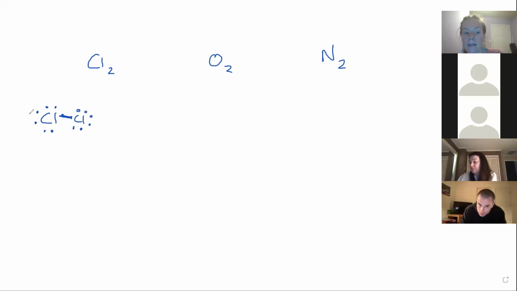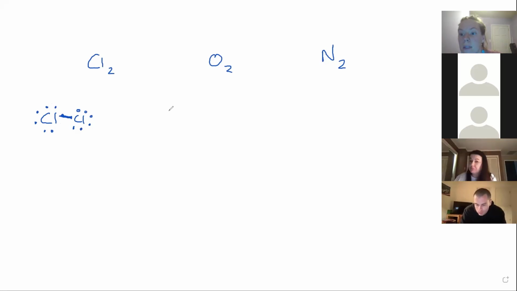And so what ends up happening is this chlorine has access to 8 electrons, 2, 4, 6, and 8. And this chlorine has access to 8 electrons, 2, 4, 6, and 8. So by them sharing, they didn't have to make electrons up out of thin air. They were just able to share 2 of their electrons to each get an octet.